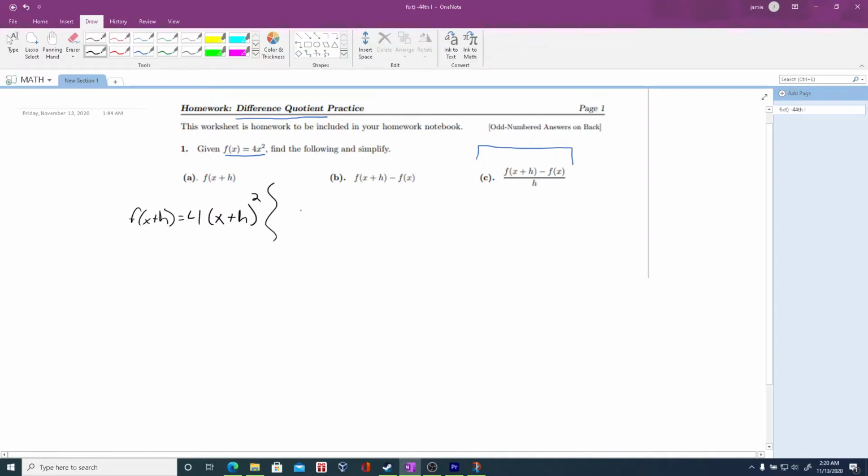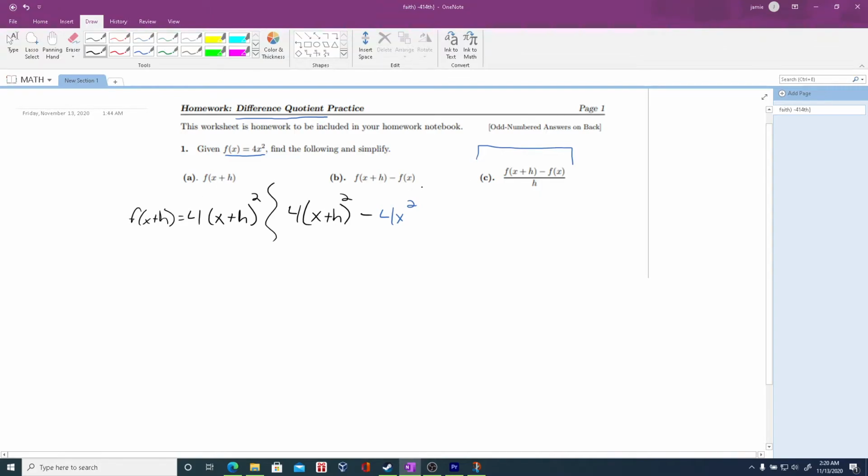And for b, we're going to just rewrite it, 4 times x plus h squared, and we already know the original, it's f of x equals 4x squared, so we'll write minus 4x squared. And now we have the entire top line that we need for the difference quotient.